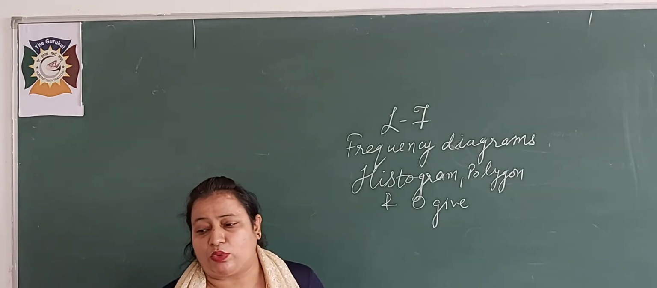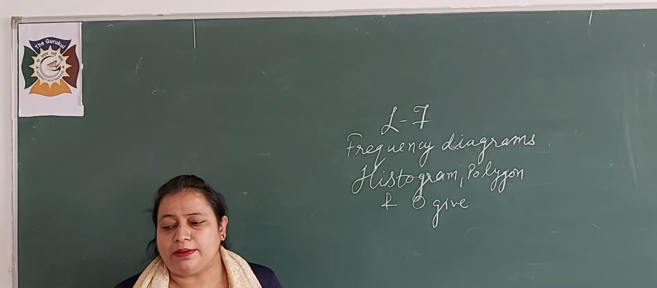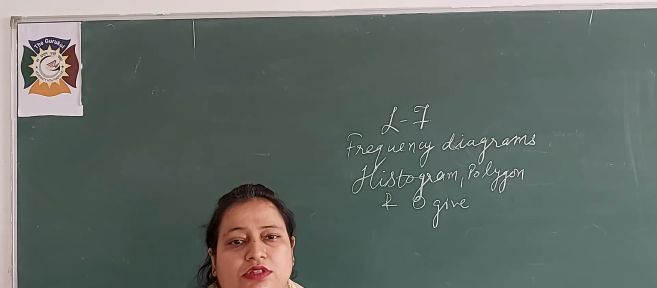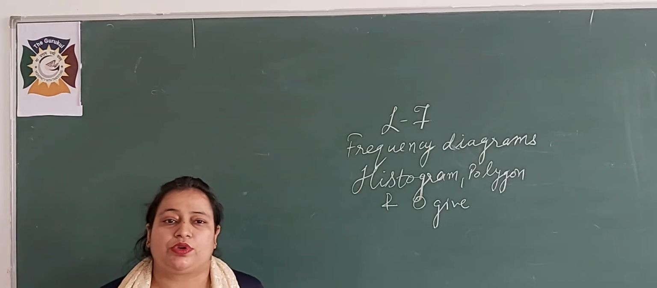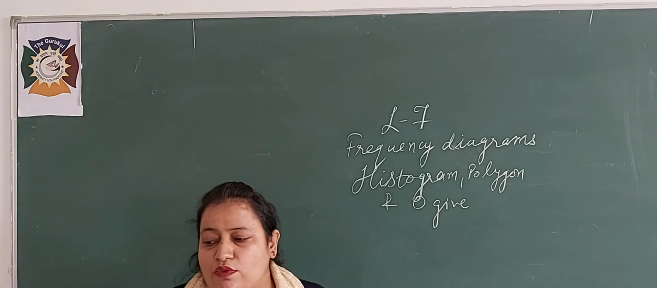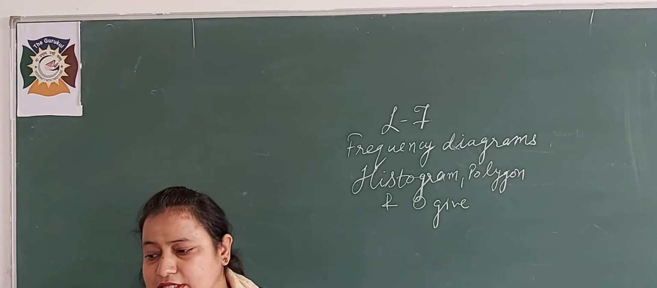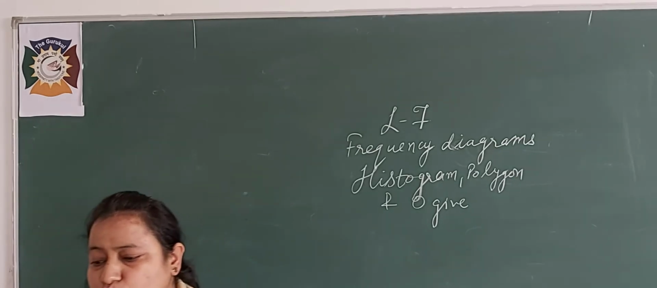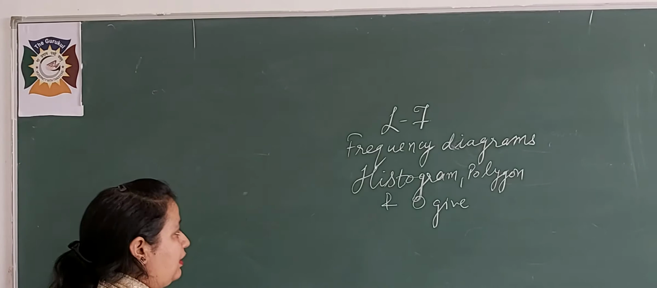Firstly, I will tell you about the frequency diagram. It is the diagrammatic presentation of frequency distribution. Frequency distribution means frequency is distributed within a range. In such series, values of the variable repeat themselves a number of times. That is, different values of the variable happen to occur. For example, this is given.